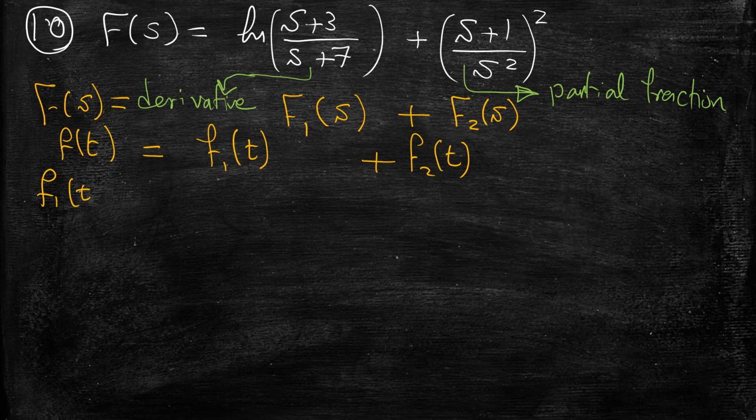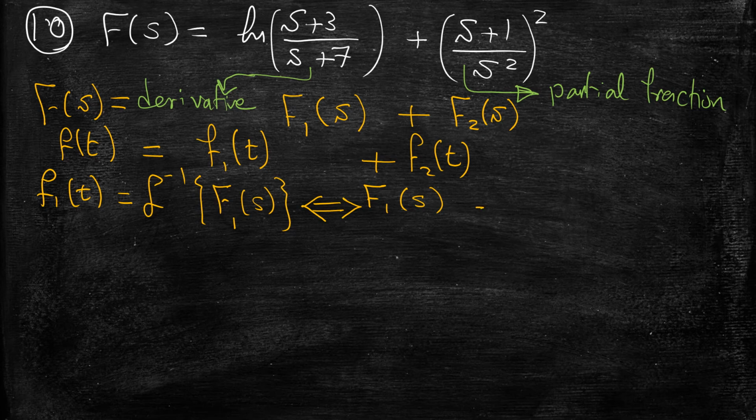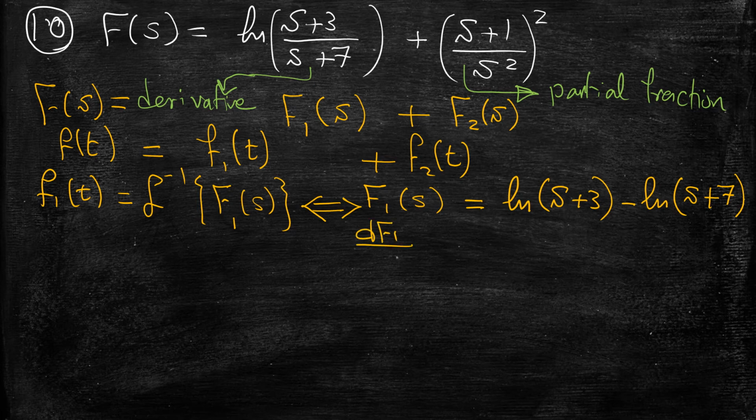So f1 of t is nothing but the Laplace inverse of f1 of s. How can we get this one? It's very easy, like we did before. If we have f1 of s equal to ln of (s plus 3) divided by (s plus 7), we will make it again just two ln terms subtracted from each other, and I will do this derivative. So df1 by ds will be 1 over s plus 3 minus 1 over s plus 7.